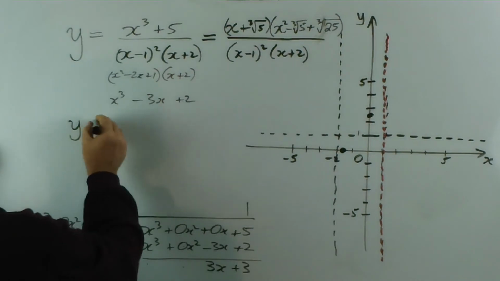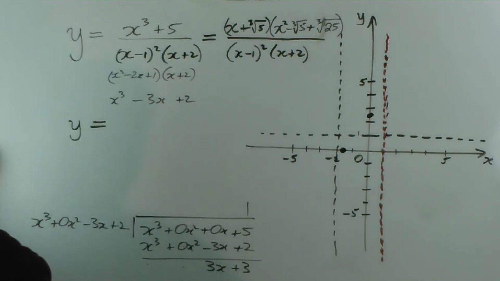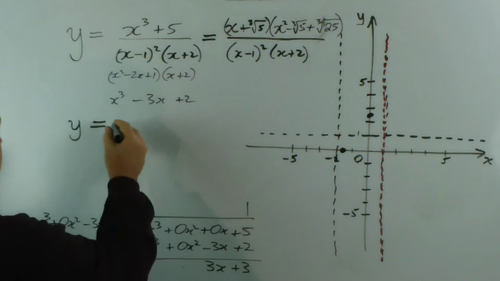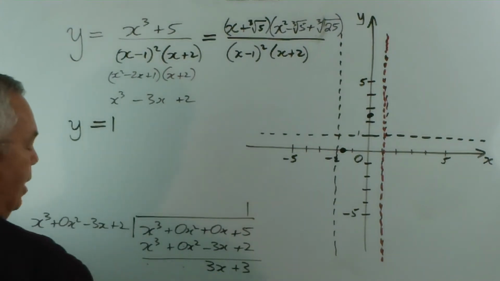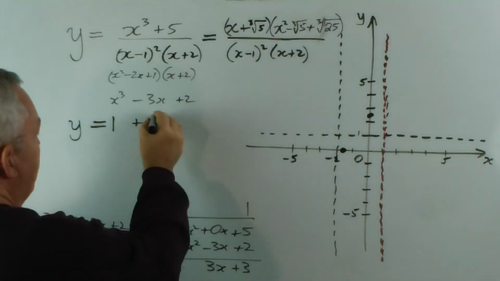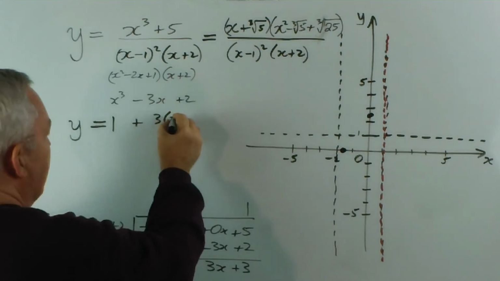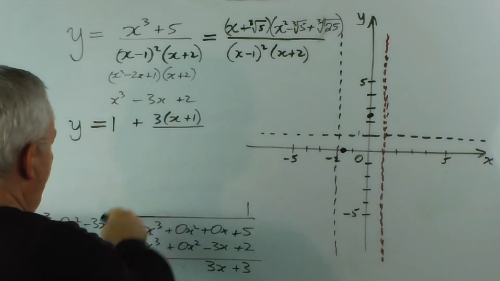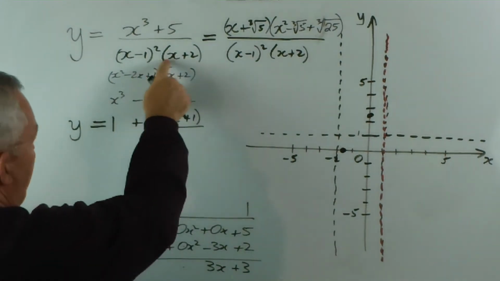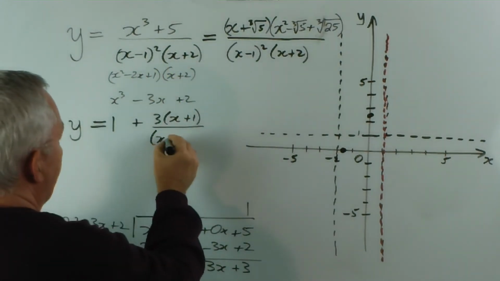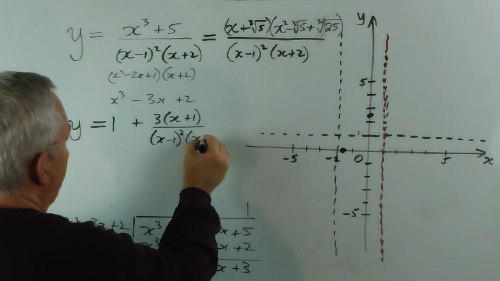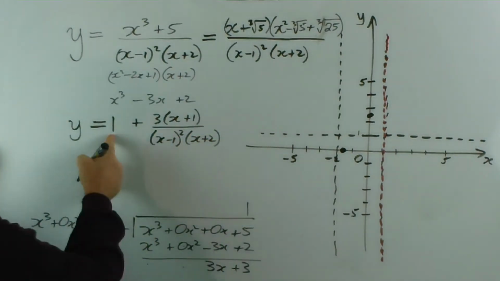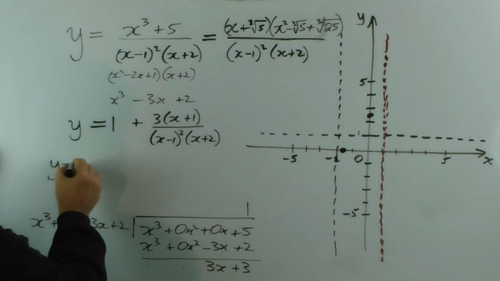So, we have y equals 1 plus this. Now I'm going to take the 3 out as a common factor. 3 outside of x plus 1 over, I can write the denominator this way or the factorised form. I'll use the factorised form. And I subtract 1 from both sides.